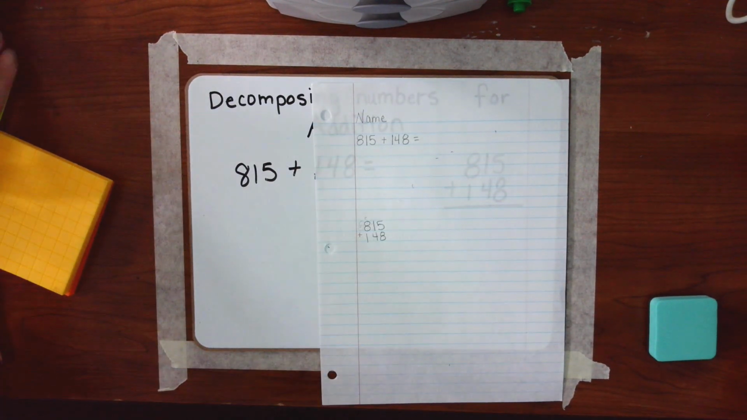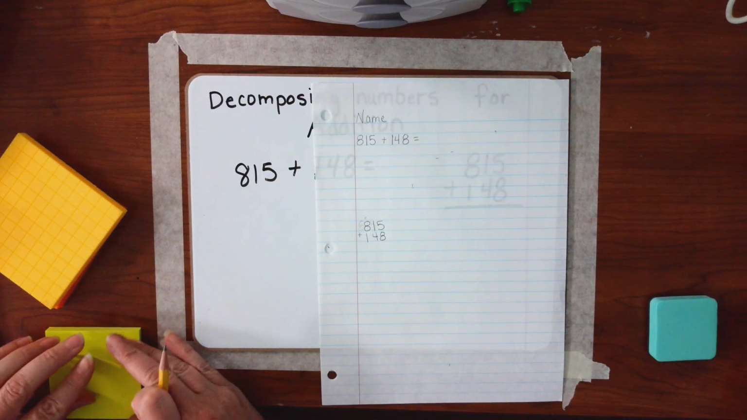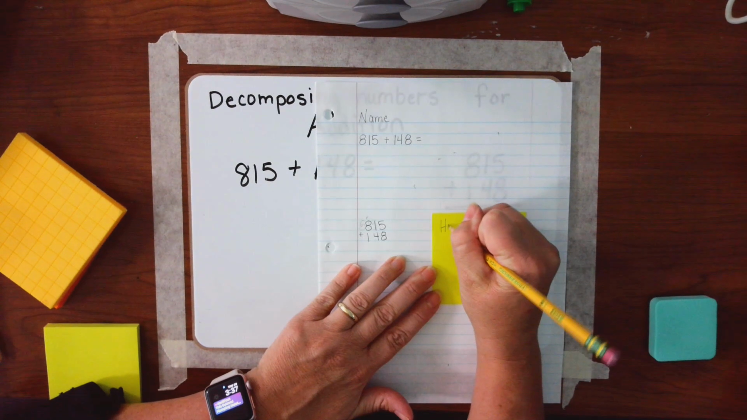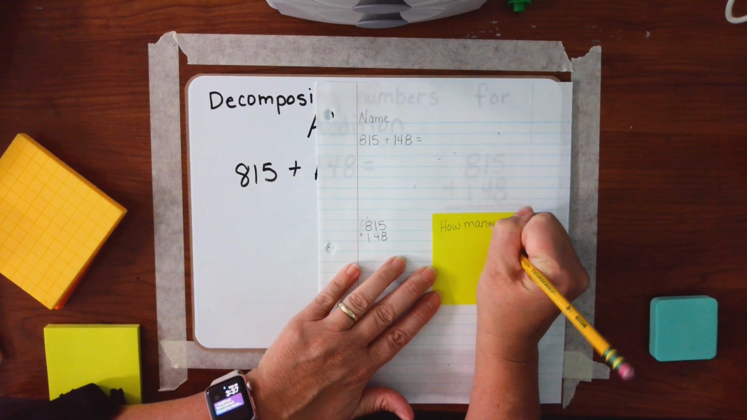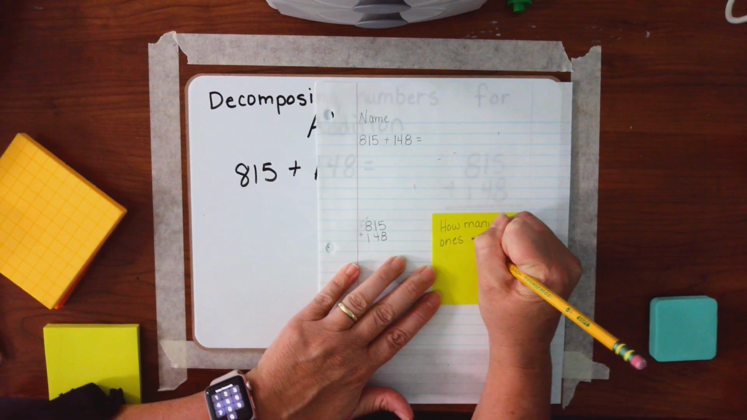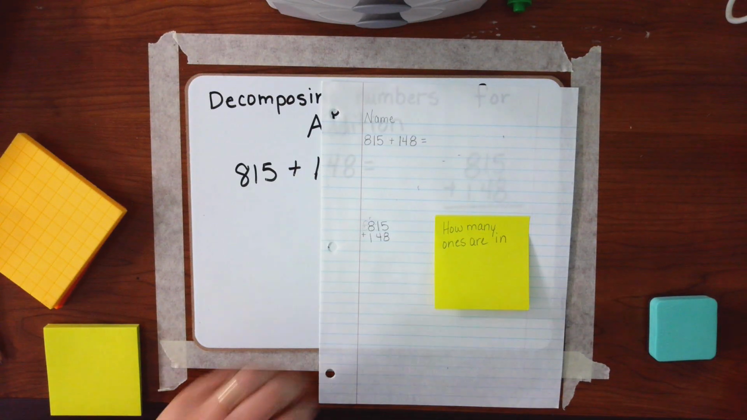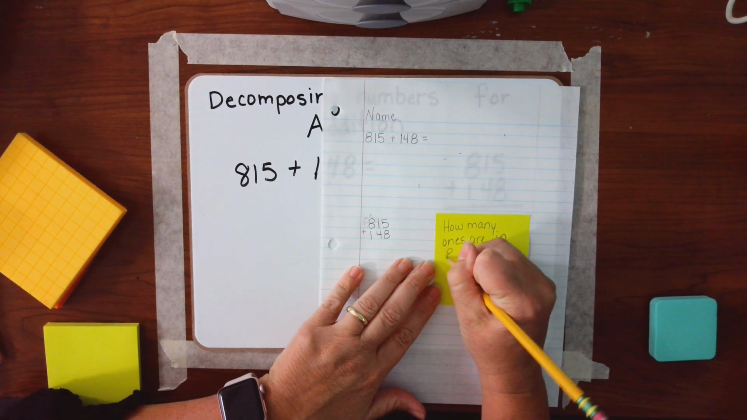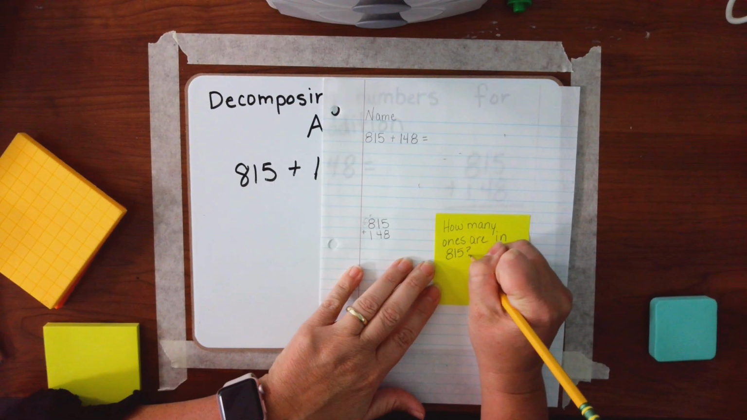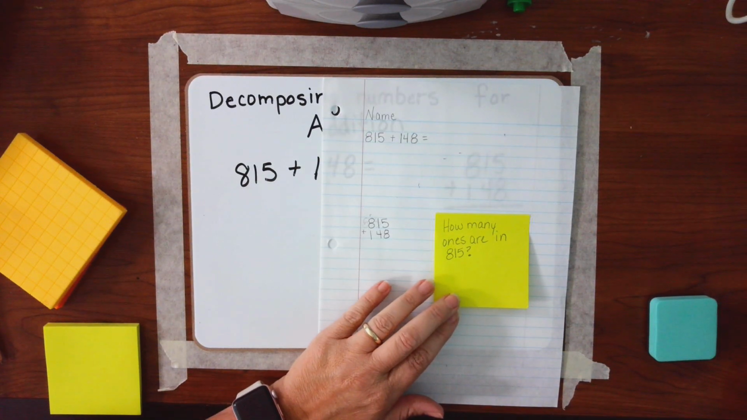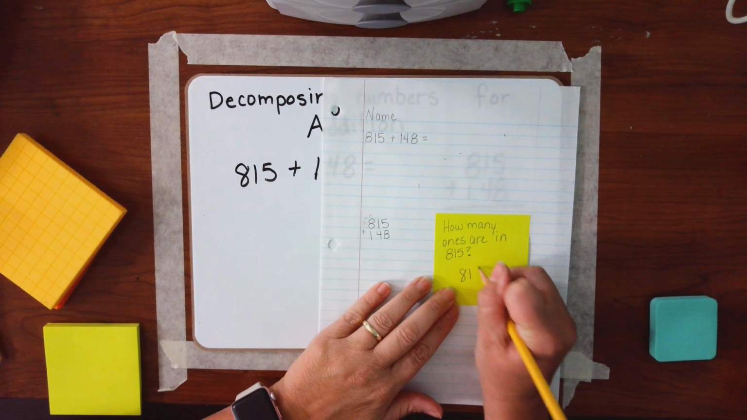Some of my questions that I always ask. How many ones are in, oh sugar doodle, that's what I get for being so still in our classroom. There we go, there's our lights again. How many ones are in 815? Alright, I want you to answer that. If you said 815, you are correct.